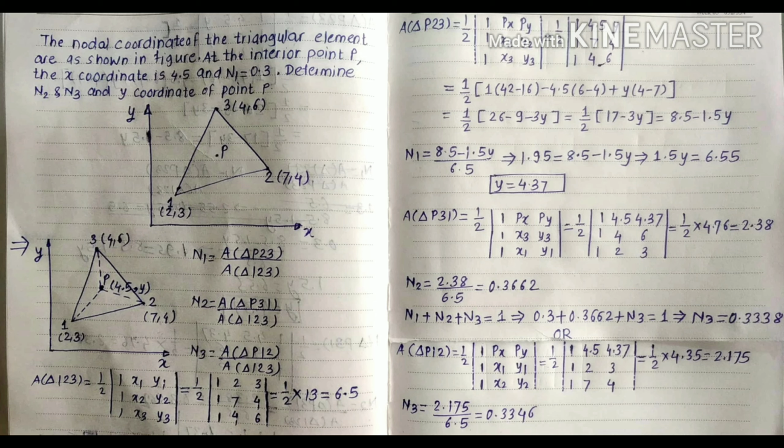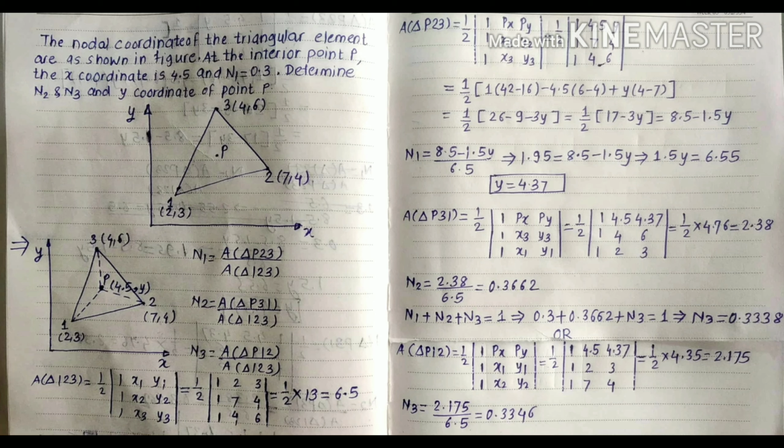Now I will put this value in the formula of n1. So n1 is equal to area of triangle P23 divided by area of triangle 1, 2, 3. So n1 is equal to 8.5 minus 1.5y divided by 6.5. So 1.95 is equal to 8.5 minus 1.5y. So I will get 1.5y is equal to 6.55. So I will get value of y as 4.37.